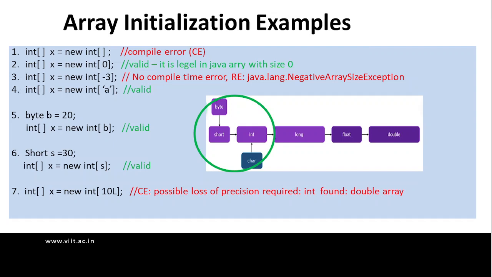Then byte b equal to 20, and here you can have integer x equal to new integer b. This is also valid. Short is also okay. Short s equal to 30, and integer x equal to new integer s, yes, this is also valid. Statements number 4, 5, 6, we will see how they are working or why they are not working.